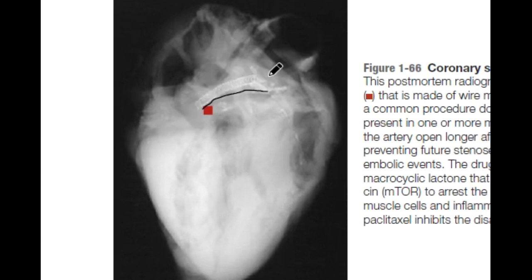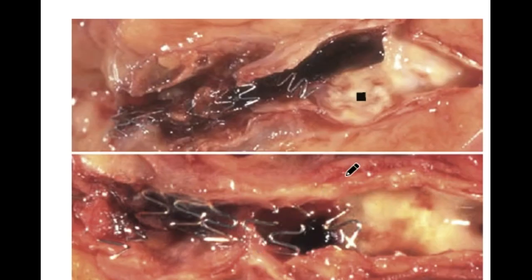This is the heart, and in this heart you can see this thing. What is this? This is a stent. This is a coronary stent seen in the patient, and it is made up of wire mesh. This is put in the patient by percutaneous transluminal coronary angioplasty. Now these are the pictures showing the coronary stents. You can see them here also. So this is the gross picture again, showing the coronary stents which are put after angioplasty.